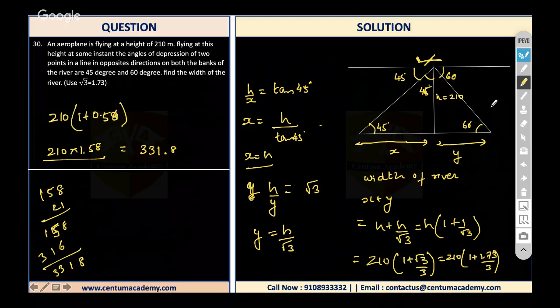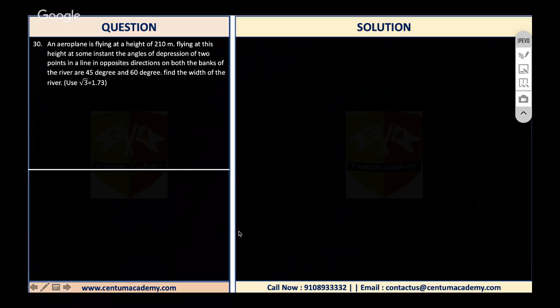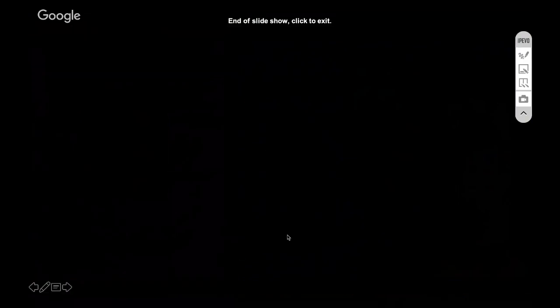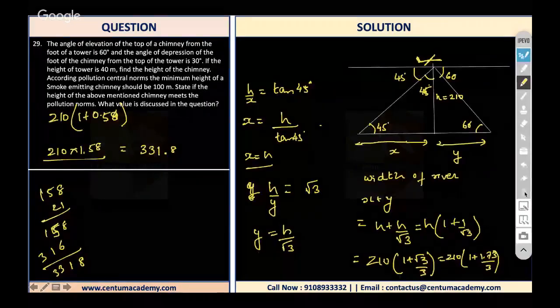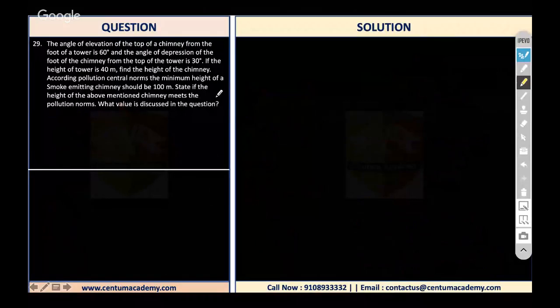The answer says it is 160 meters. Let us first go once clearly. You will just solve once again. Previous question. Yes, this was on top of a chimney. From the foot of a tower is 60 degrees angle of elevation, right? So this was the chimney. The angle of elevation of the top of a chimney from the foot of a tower is 60 degrees. So this is 60 degrees.